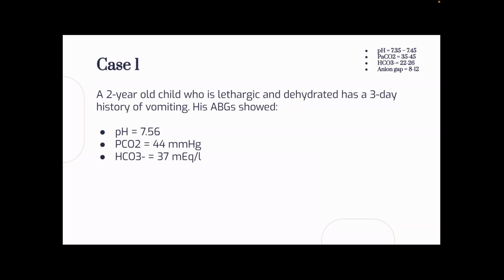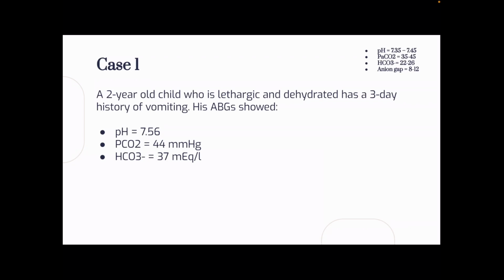So coming to the first case, you have a 2-year-old child who is lethargic and dehydrated. He has a 3-day history of vomiting. This is the first clue, vomiting. His ABG showed a pH of 7.56. This is high, this is alkalosis. So now you know, this is alkalosis.